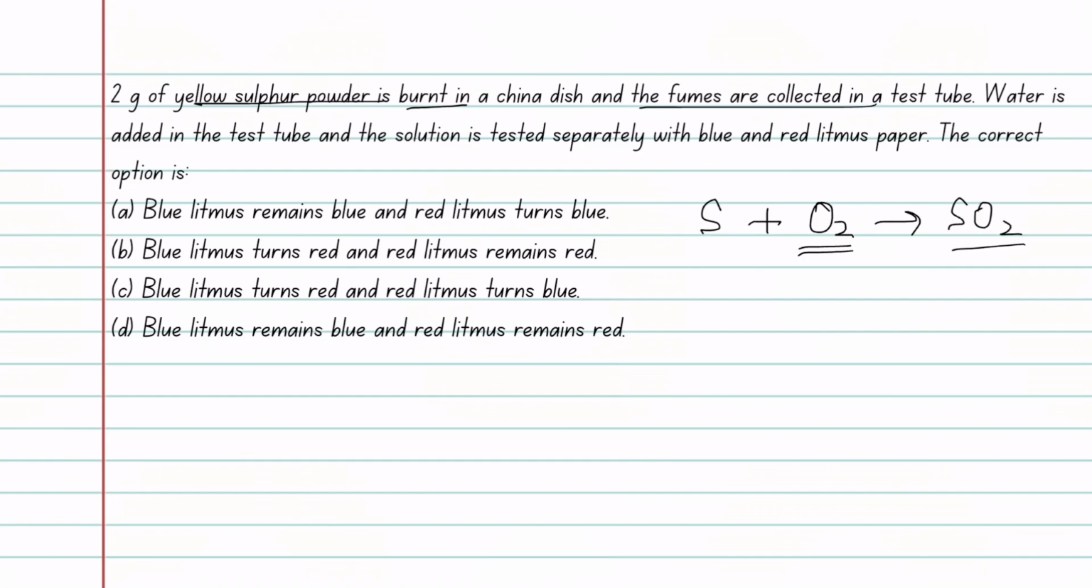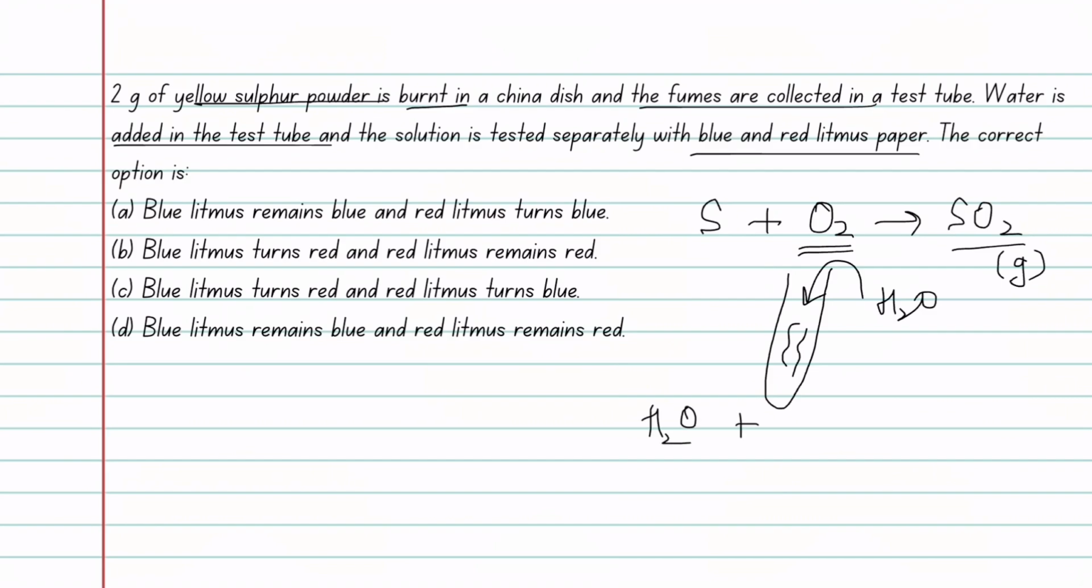Now these fumes, it's a gas. So this is what came out and this is what was collected in a test tube, and then water was added to it. Okay, and then it was tested with red and blue litmus paper. So sulfur dioxide, when collected in the test tube and then water was added to it, what did we get? Water plus SO2, H2SO3. This is sulfurous acid.